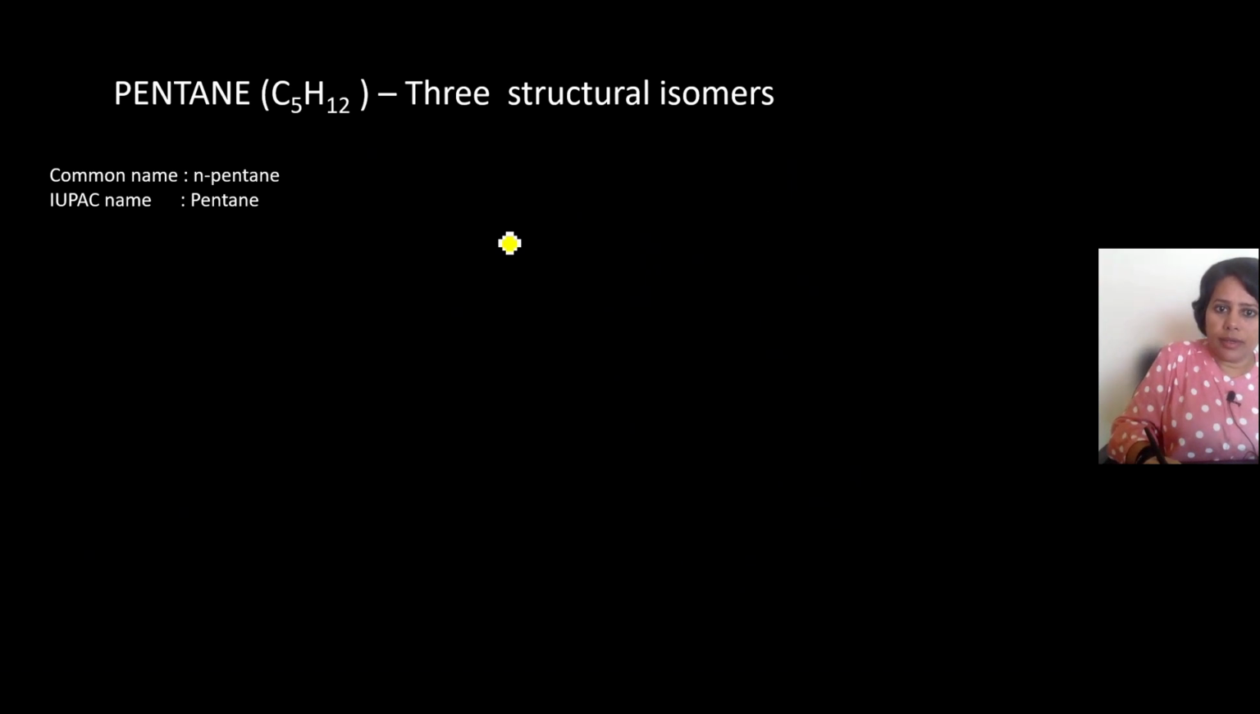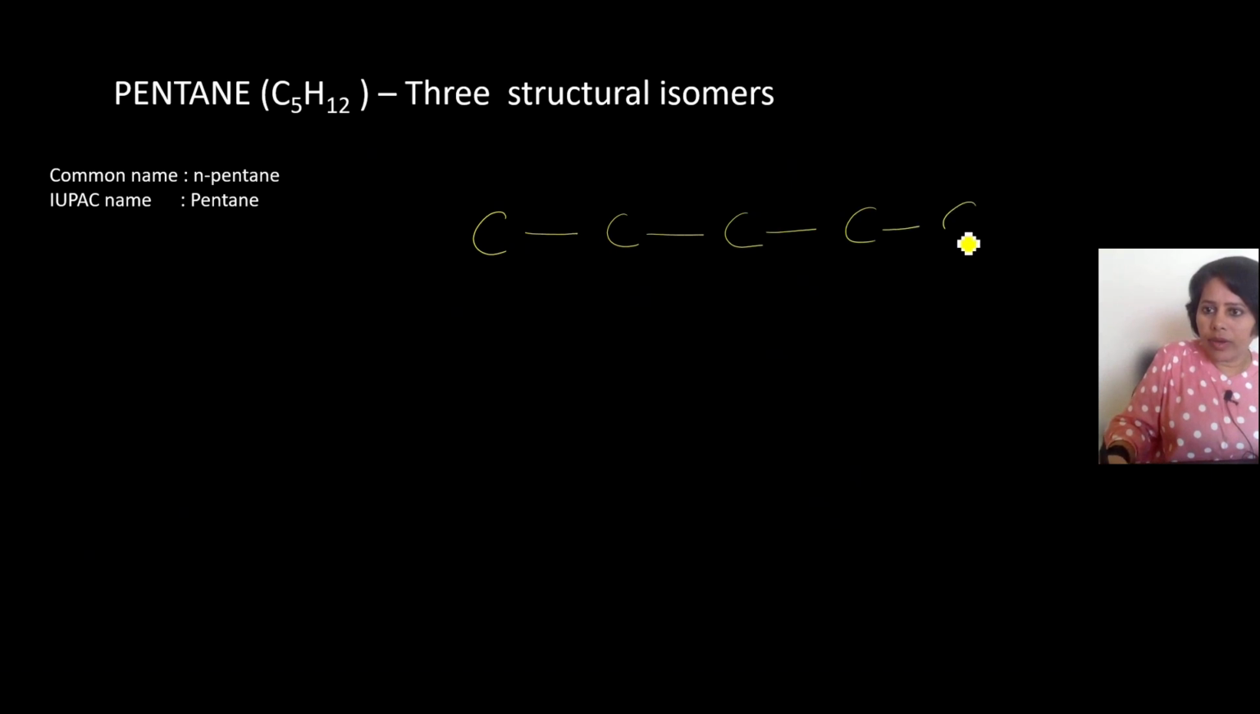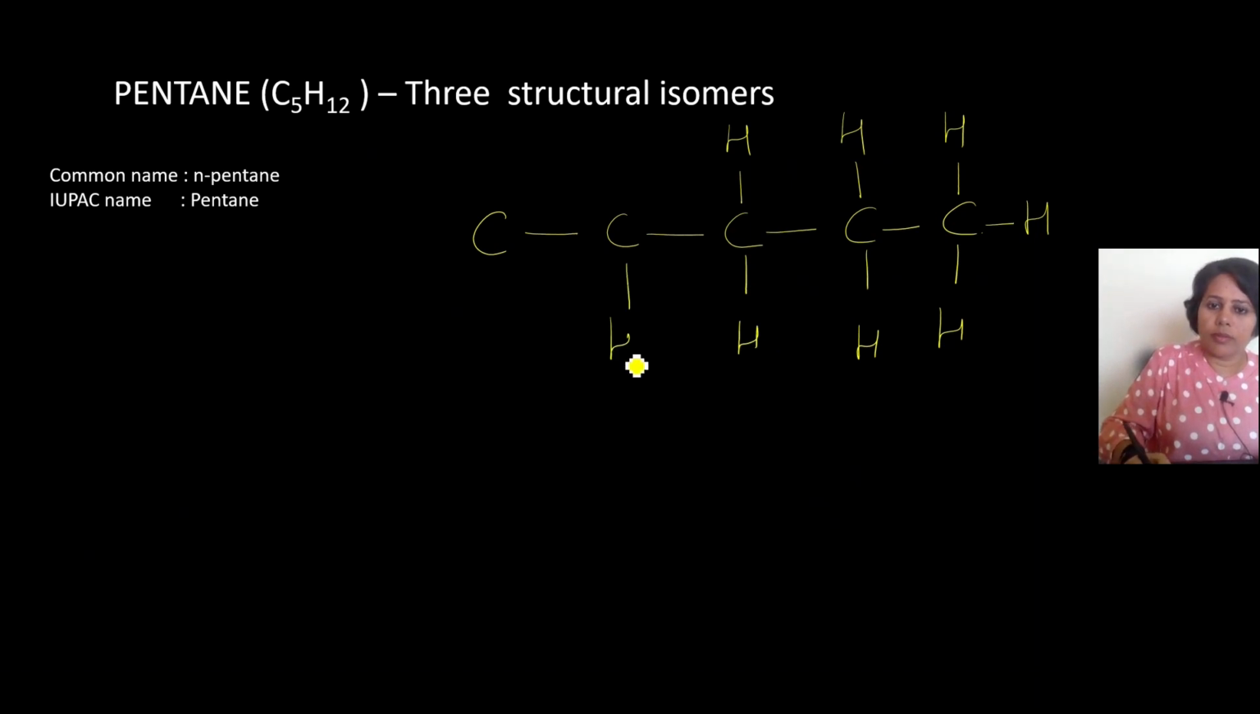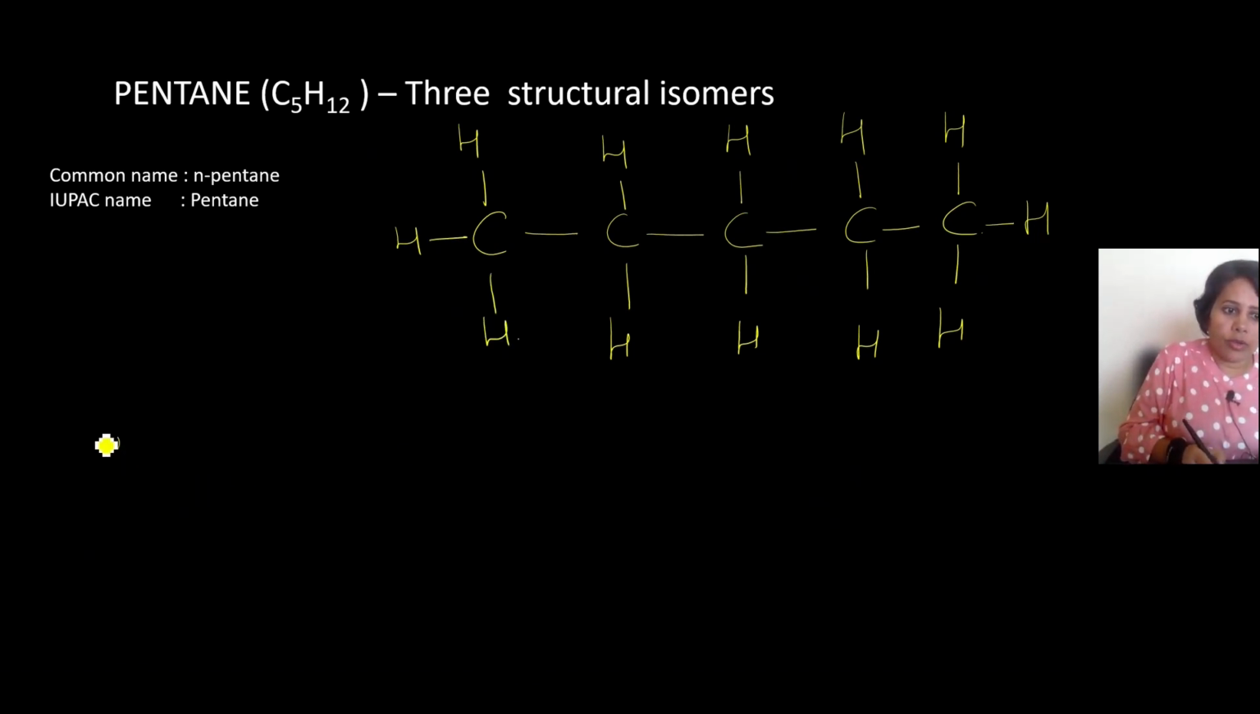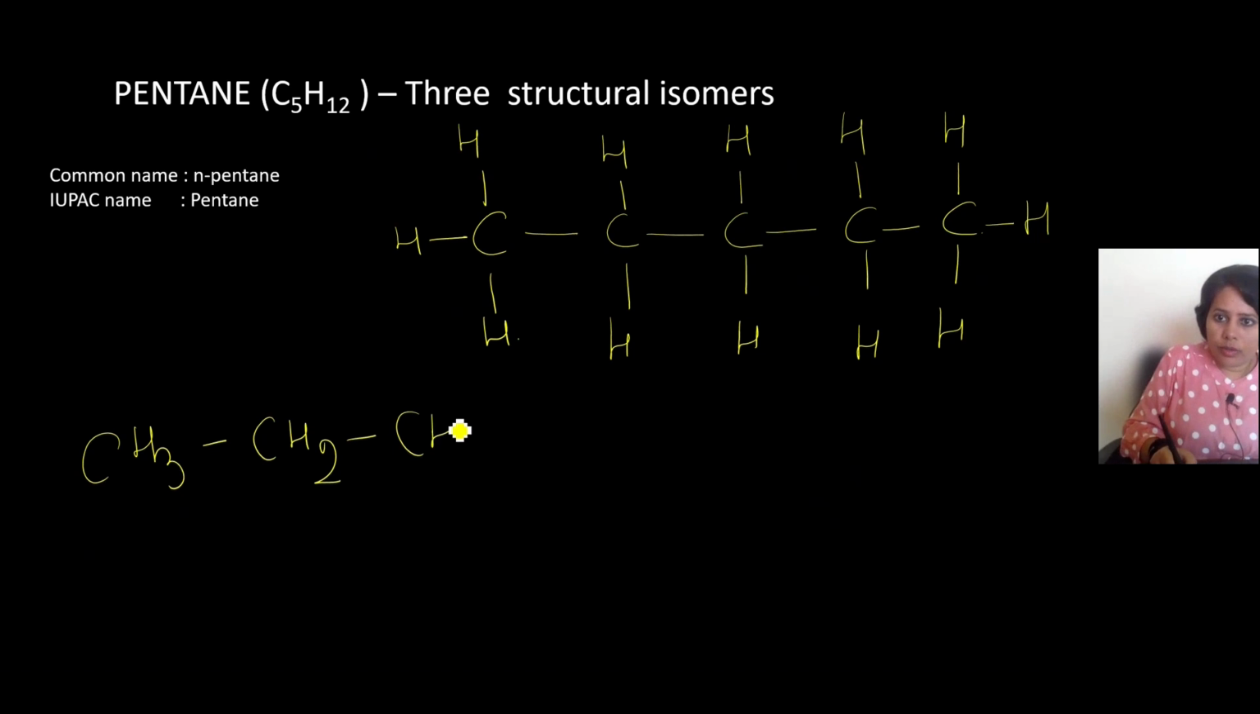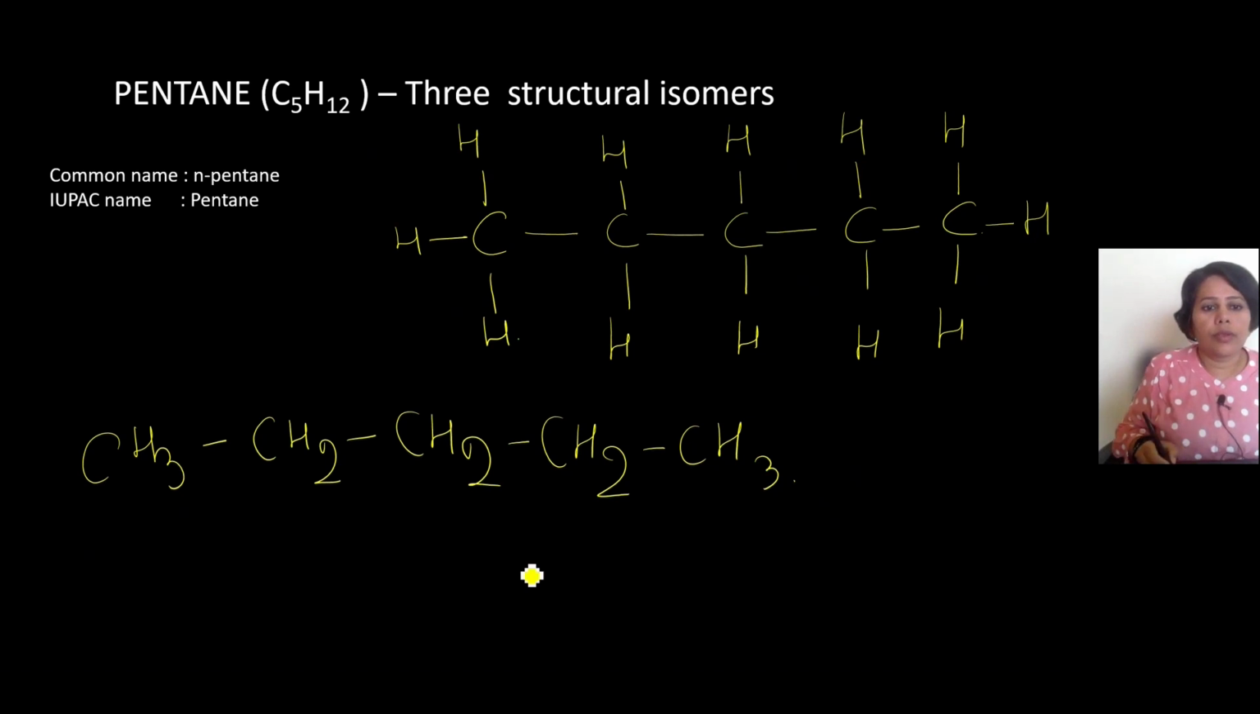So first, pentane. Let's write the structural formula for pentane. We have 5 carbon atoms and then we put all the hydrogen atoms. This formula we can write in another way also: CH3, CH2, CH2, CH2, CH3. So this is one isomer of pentane.